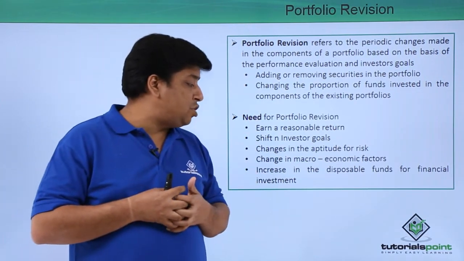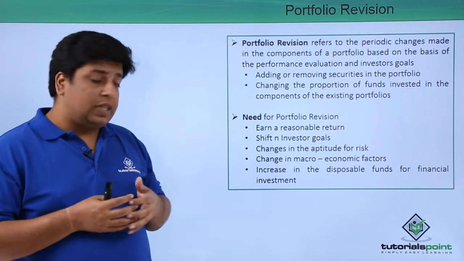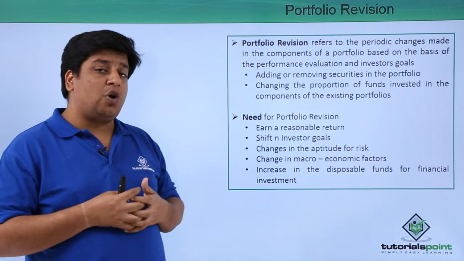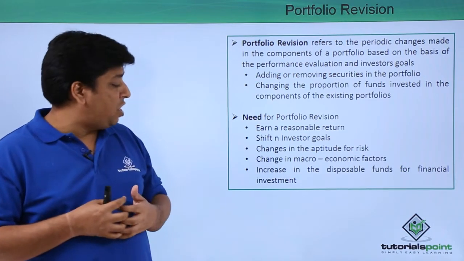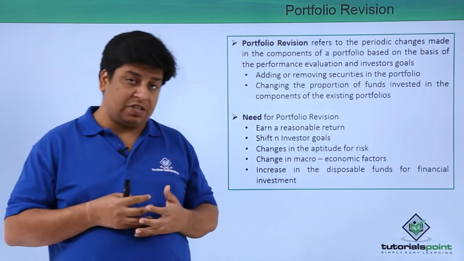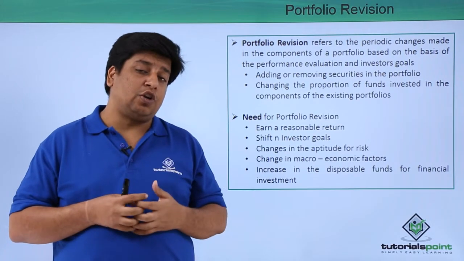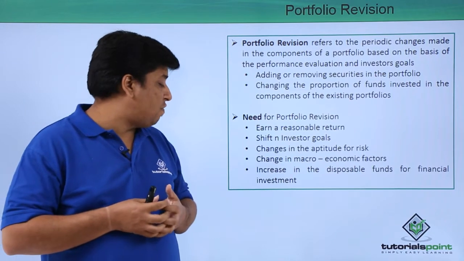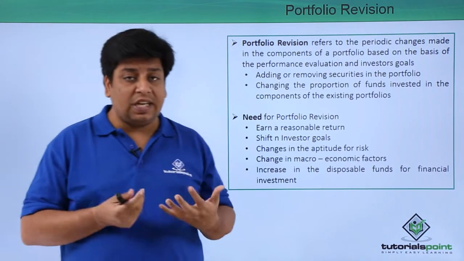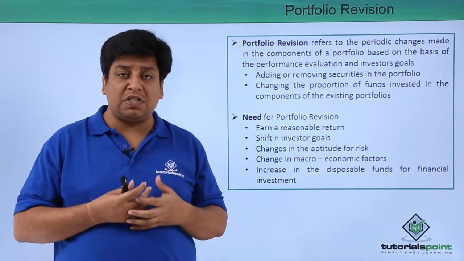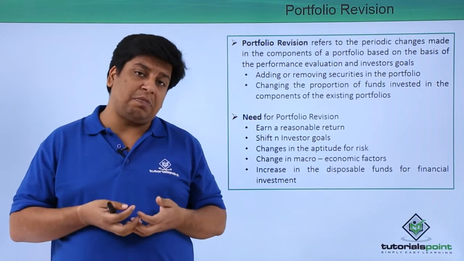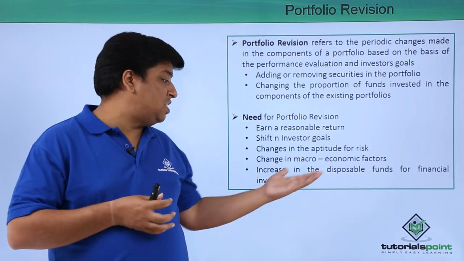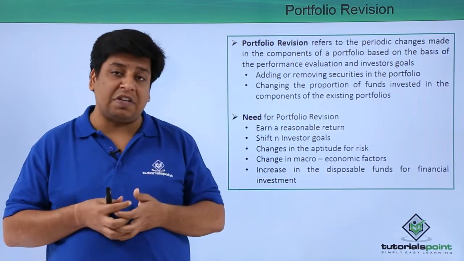Changes in the aptitude for risk, that means risk tolerance of the investor. In case it changes, you need to redesign or revise your portfolio. Change in macroeconomic factors, that's basically how the economic analysis works. Increase in the disposable funds for financial investment. Now in case the investor has got more funds for savings, hence more funds for investment, you can redesign the portfolio basis his increased disposable funds for financial investment.